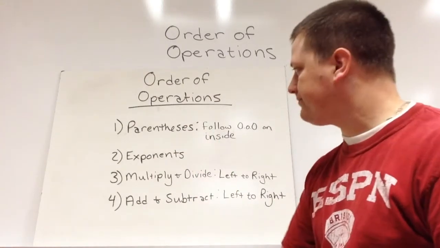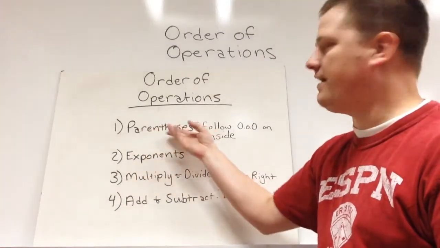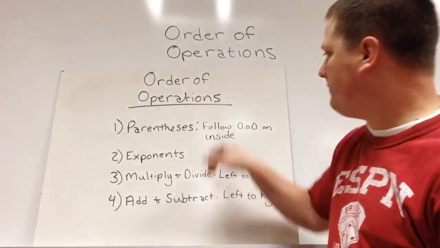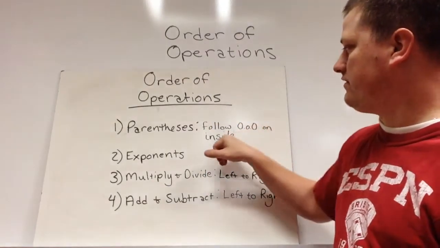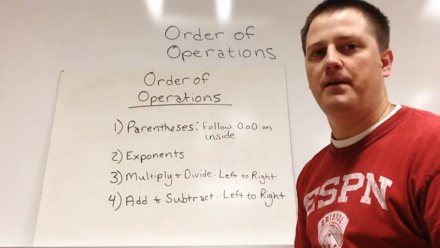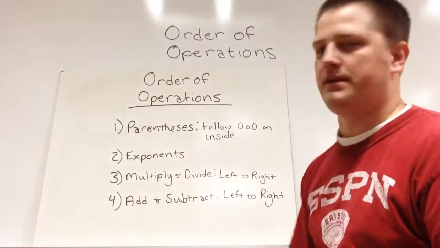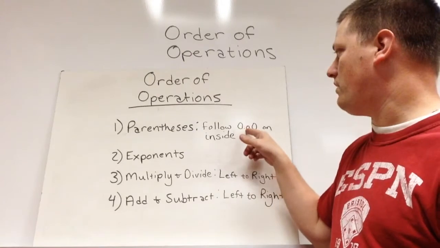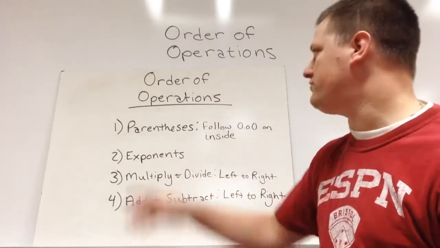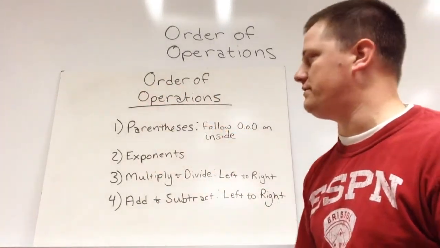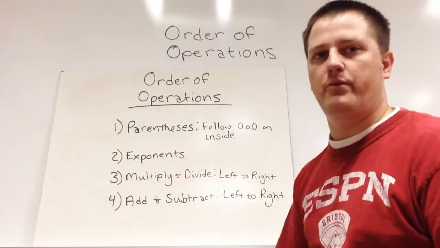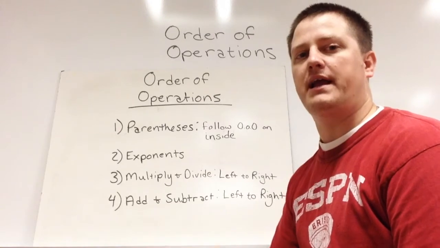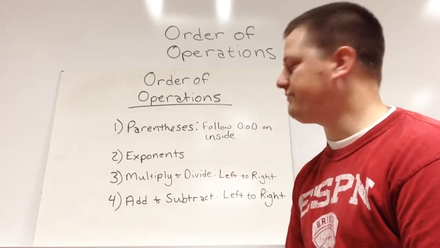and that's what I want to explain here. So first, we always try and take care of parentheses, and what I mean by that is everything inside the parentheses. And we follow the order of operations on the inside of that parentheses. So we're going to follow these 4 steps inside the parentheses also. Anytime you see OOO, it's just an abbreviation for order of operations. Exponents, we would do second. So once all the parentheses are taken care of, we would take care of any exponents that are left.